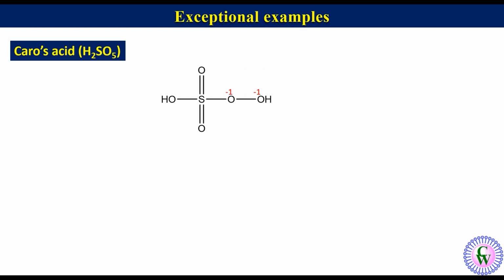The rest of the 3 oxygen atoms are normal. So their oxidation state will be -2. If we look at the sulfur, it is attached to 4 oxygen atoms with 6 covalent bonds. So the oxidation number of sulfur in Caro's acid will be +6.